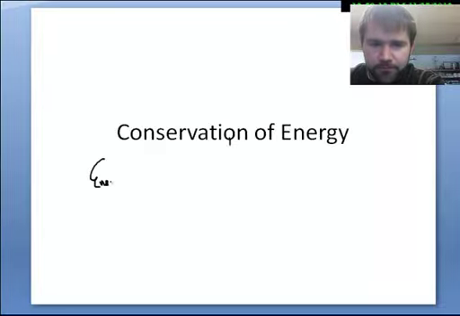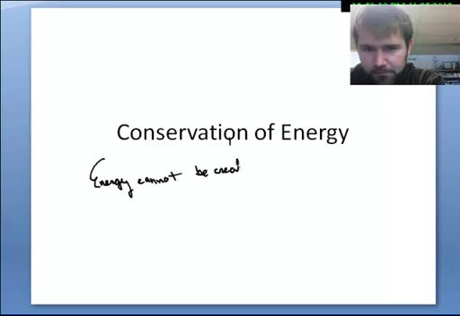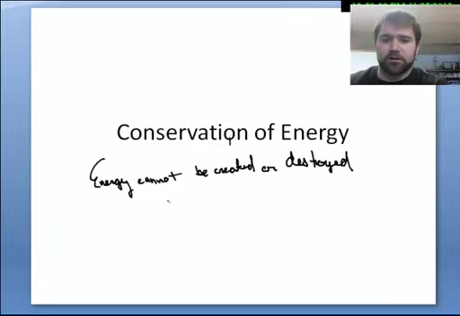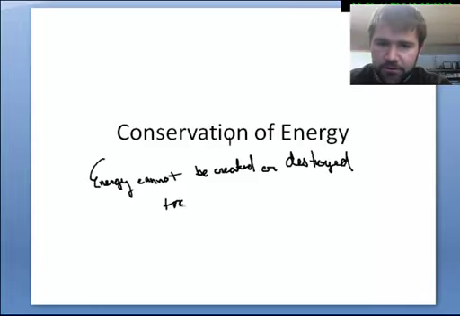So, energy cannot be created or destroyed. Basically, that's why we can have no perpetual energy machines. We can't create our own energy. We can only use energy that's currently stored in different forms. Energy can be transferred from one object to another.